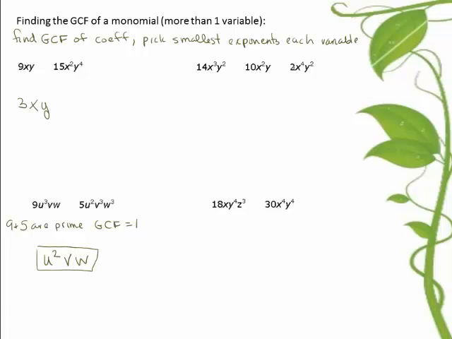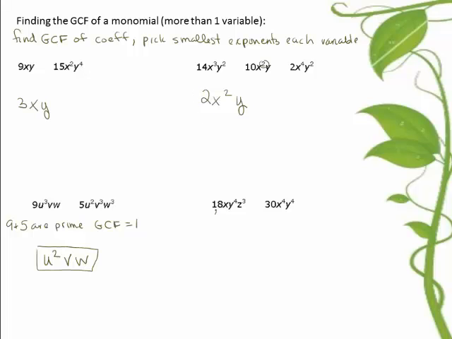Here I have 3 numbers in common. 14, 10, and 2. 2 will be the largest number. 3 x's, 2 x's, and 4 x's, so I can only bring 2 x's, that's the smallest exponent. 2 y's, 1 y, 2 y's, so I can only bring 1 y.